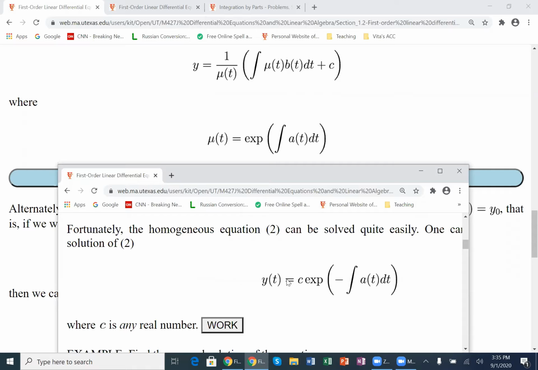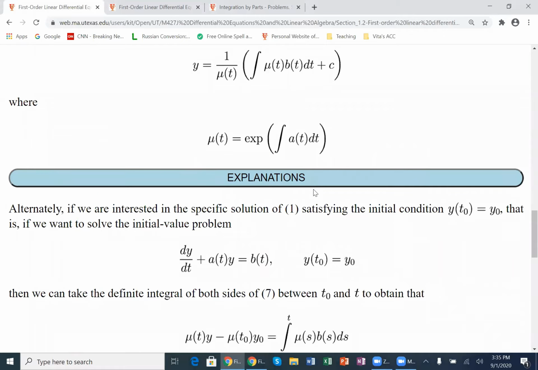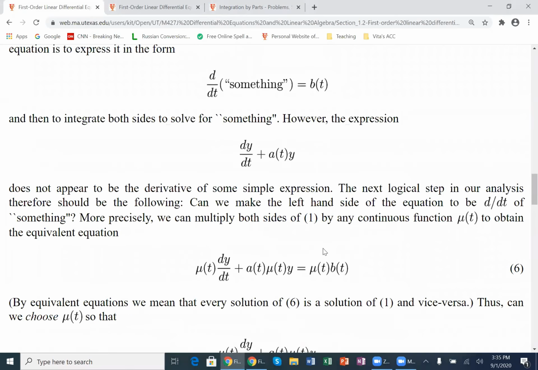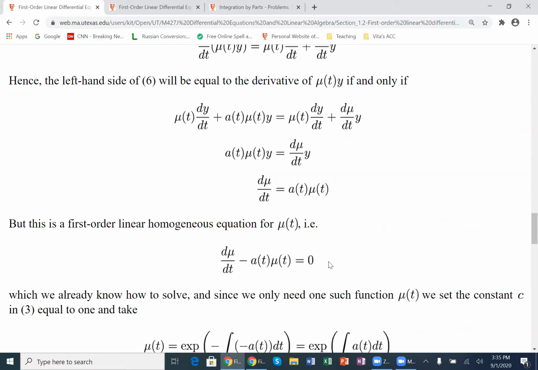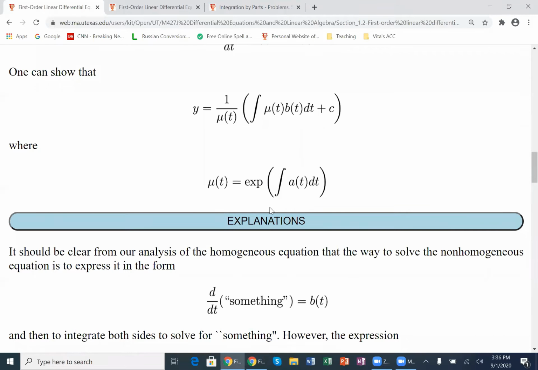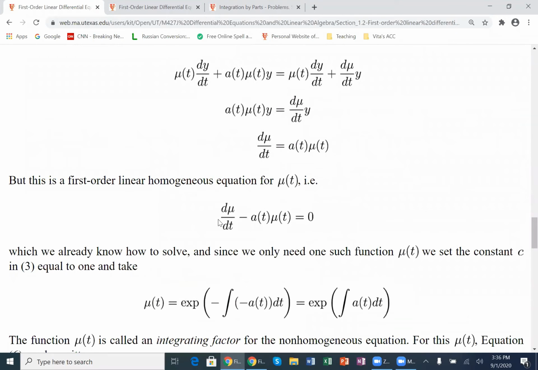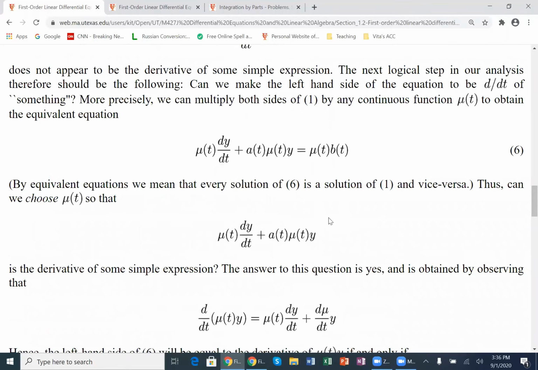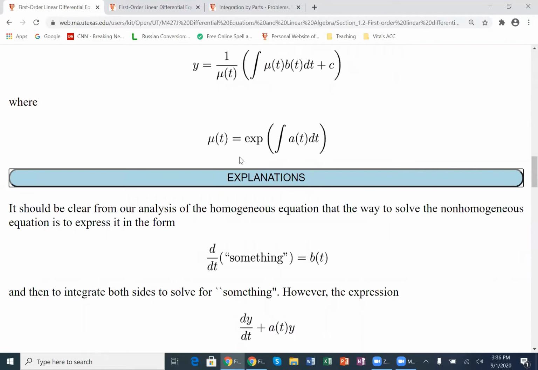Now you may ask me a question, why are there similarities? The reason is the following. If you click on explanations, mu of t is a solution of this homogeneous first order differential equation where in front of a of t we have minus. This is the reason why over here there is minus, but over here there is no minus. Lastly, mu of t is a particular solution of this homogeneous first order linear differential equation. Therefore, we skip c in front of e.